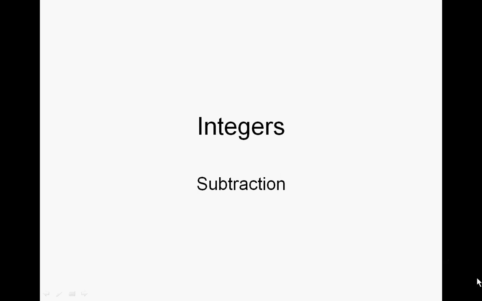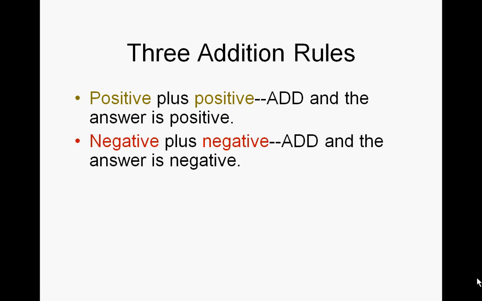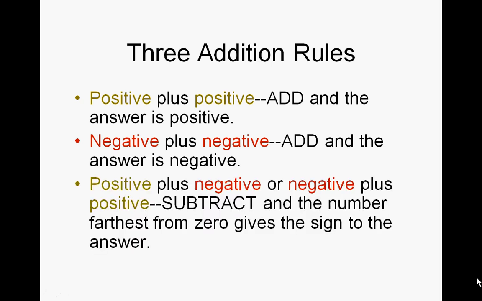Okay, now that we've talked about addition of integers, let's talk about subtraction. Reviewing our three addition rules: if you have a positive plus a positive, you add and the answer is positive. If you have a negative plus a negative, you add and the answer is negative. And if you have a positive plus a negative, you subtract, and the number farthest from 0 gives the sign to the answer. Again, if this confuses you, look at the vector additions that we did and study them.